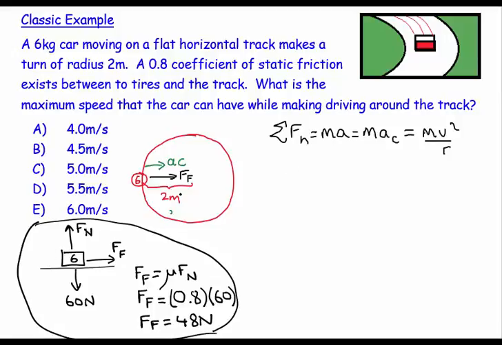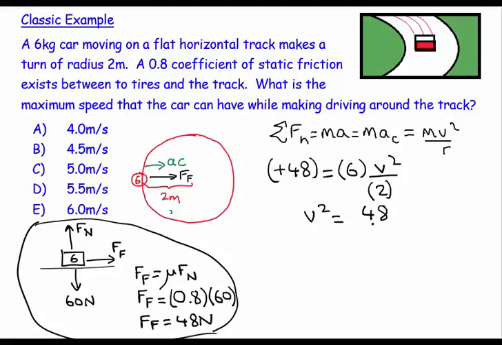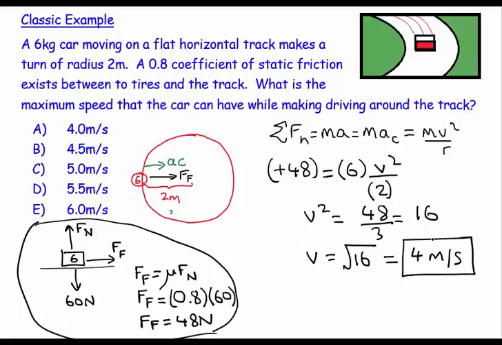So then I say, well, okay, that's pointing to the right, so plus 48 is equal to the mass, which is 6, times the velocity, which is what I want, squared, over the radius, which is 2. So V squared is equal to 48 over 3, which equals 16. So V is equal to the square root of 16, which equals 4 meters per second. And there it is, 4 meters per second.